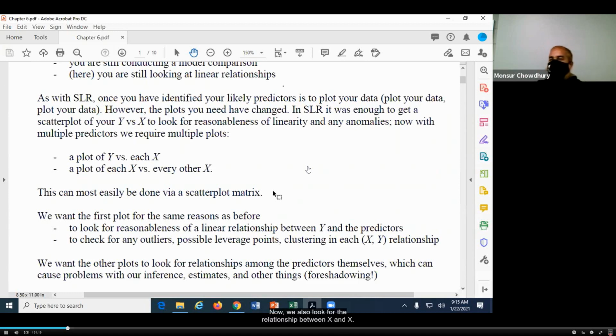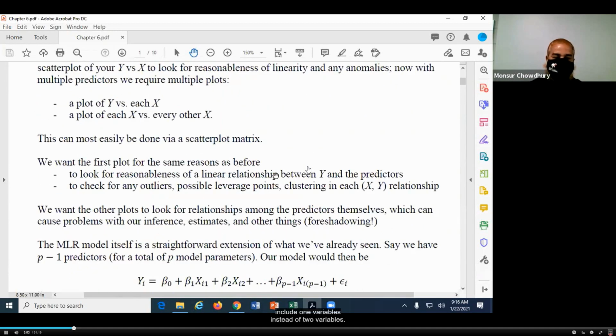Now we also look for the relationship between x and x. Why? Because we want to see whether the predictors are themselves related or not. Because if they are related, this can make a problem in estimating the parameters, because we are getting the same information. We call this problem redundancy. Redundancy means we are getting the same information if we include one variable instead of two variables.